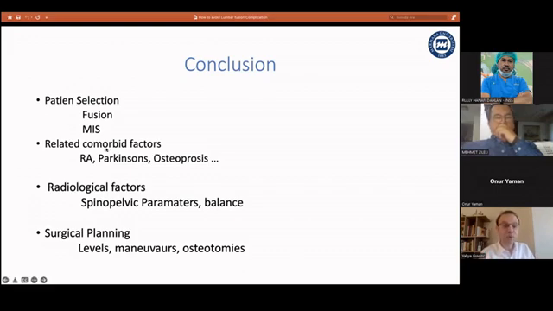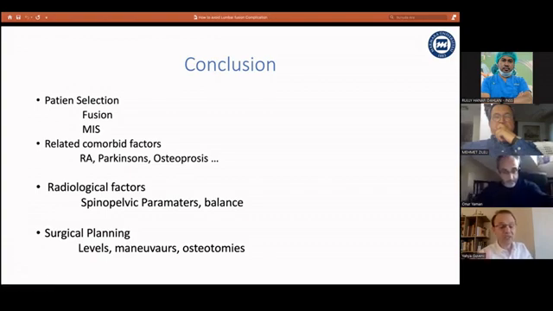The other thing is the comorbid factors, for example, rheumatoid arthritis, Parkinson's disease, and osteoporosis. It is very dangerous for using fusion techniques. If it is really necessary, we can use fusion. But if we don't have any obligation to fuse, we can use minimally invasive techniques for these groups.